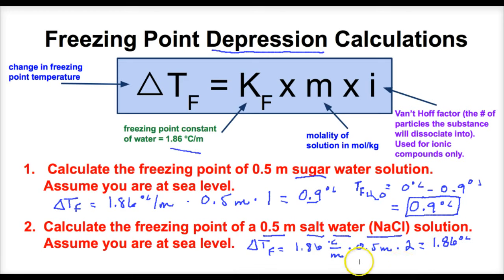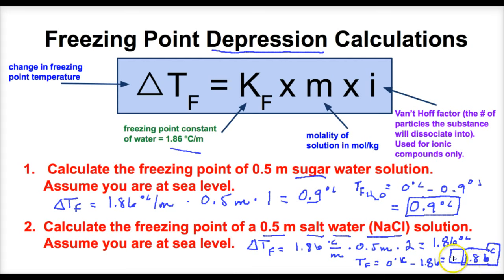To get the freezing point of this solution here, we will take the freezing point of water, which we know at sea level to be 0 degrees Celsius, and we'll subtract 1.86, and we will end up with negative 1.86 degrees Celsius. Whoops, this should be negative 1.86 degrees Celsius.